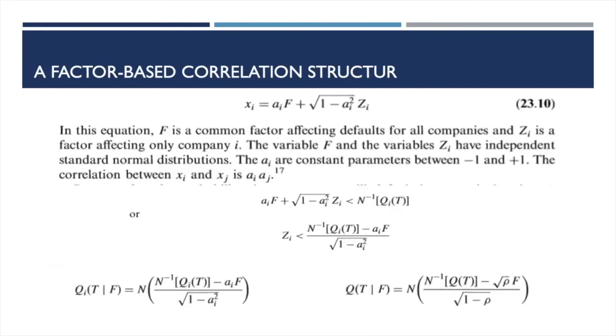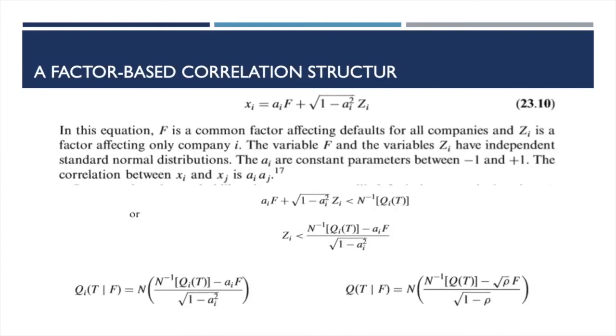Okay, so to avoid defining a different correlation between xi and xj for each pair of companies i and j in the Gaussian copula model, a one-factor model is often used. We can see the formula in the first part of the presentation. In this equation, f is a common factor affecting defaults for all companies, and zi is a factor affecting only company i. The variable f and the variable zi have independent standard normal distributions.